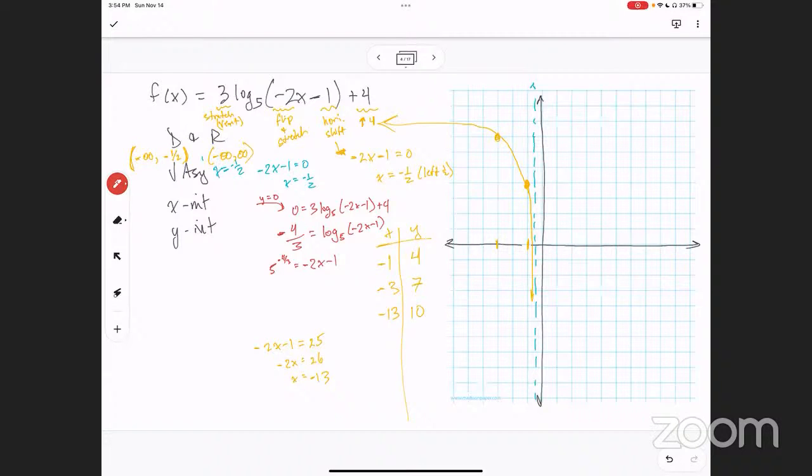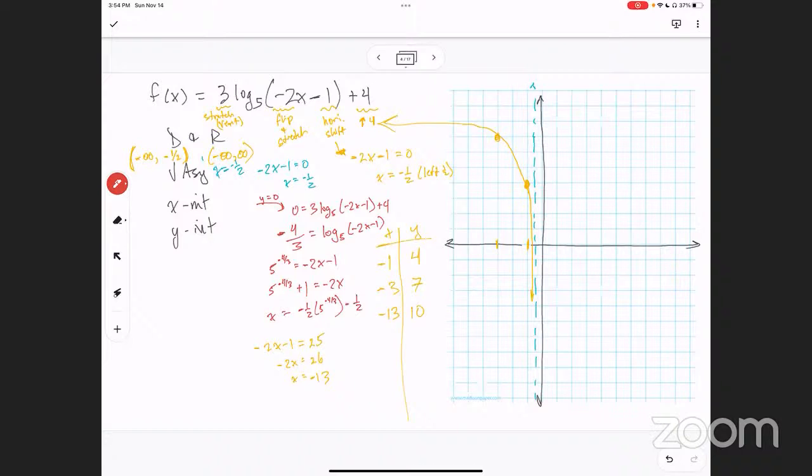Now add 1 to both sides. So 5 to the negative 4/3 plus 1 equals negative 2x. Now divide both sides by negative 2. So multiply by negative 1/2 basically. So it's negative 1/2 times 5 to the negative 4/3 minus 1/2.